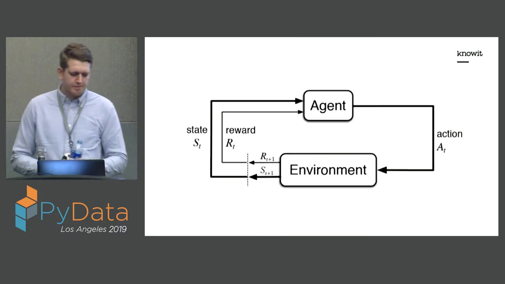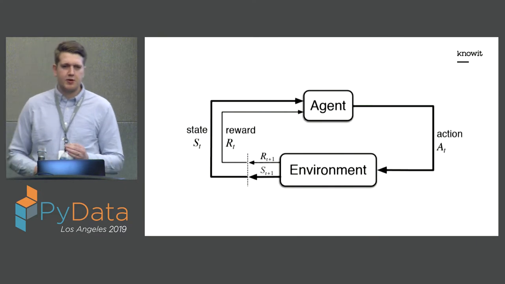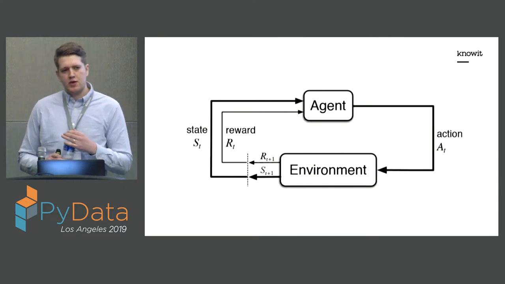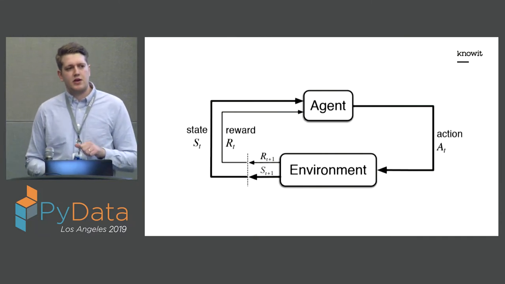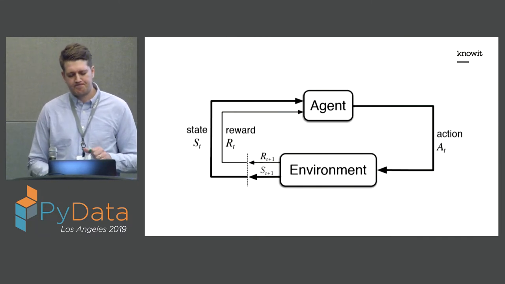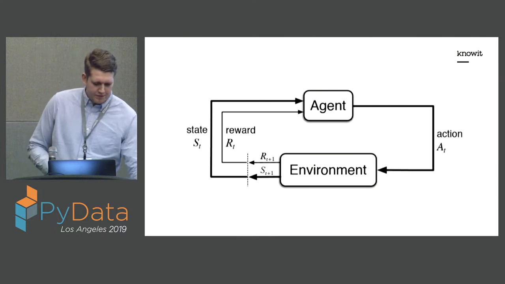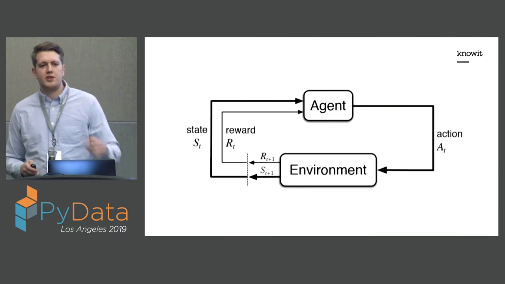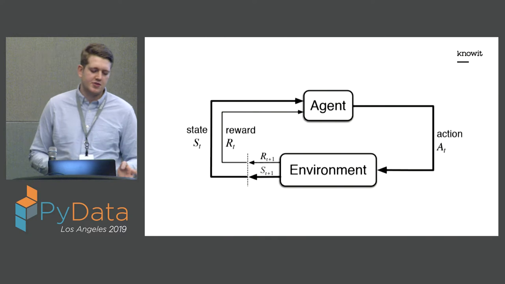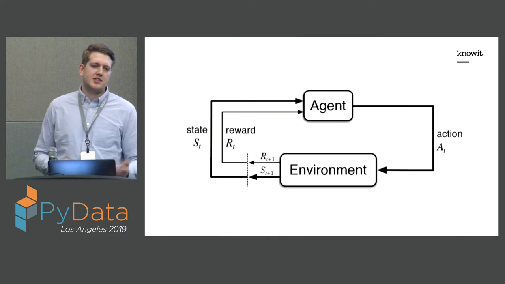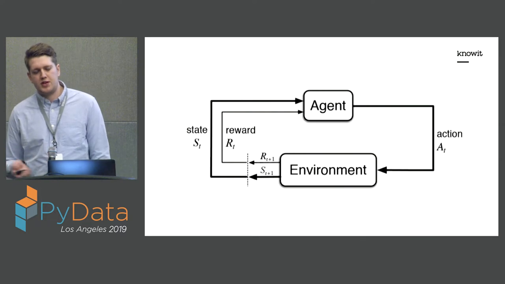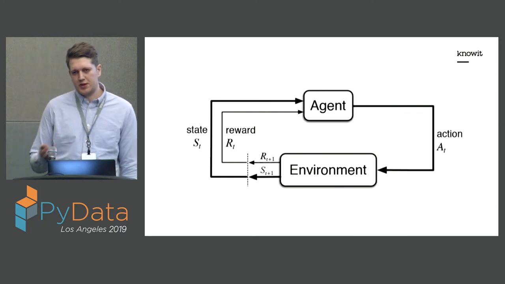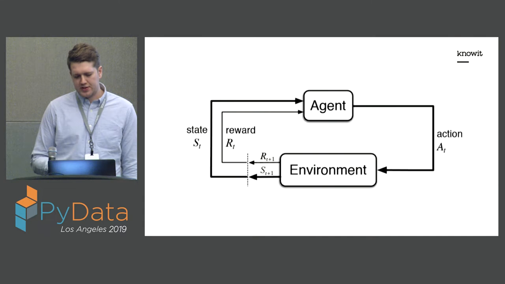So we can look at it with this figure. If we start on the left, you have a state and a reward. This is fed to the agent, and the agent then performs an action in the state. The action is performed in the environment, and the environment returns the reward and the next state. And then this loop continues until an episode is terminated.